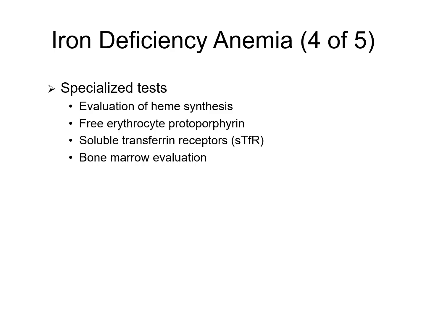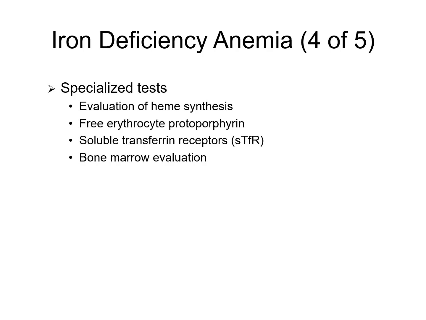Some specialized lab tests that we can do is an evaluation of heme synthesis. So we can look at the free erythrocyte protoporphyrin. This measures the accumulation of protoporphyrin in red blood cells when iron is unavailable for heme synthesis. This is generally increased in iron deficiency anemia, which reflects impaired heme production due to iron deficiency. It's also elevated in lead poisoning, so just make sure you remember that as well.